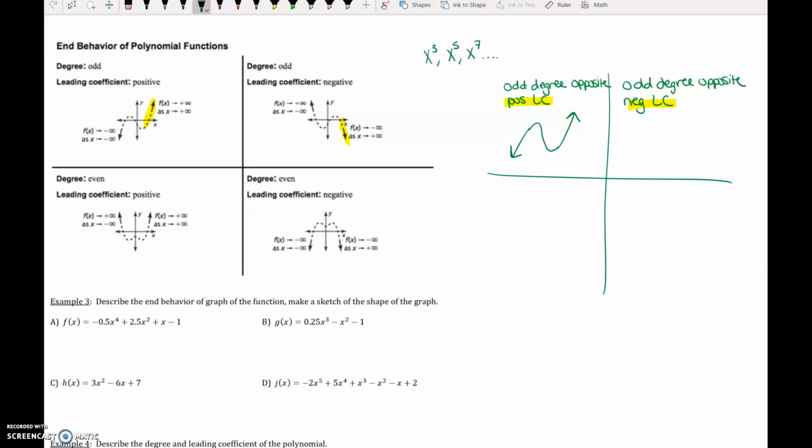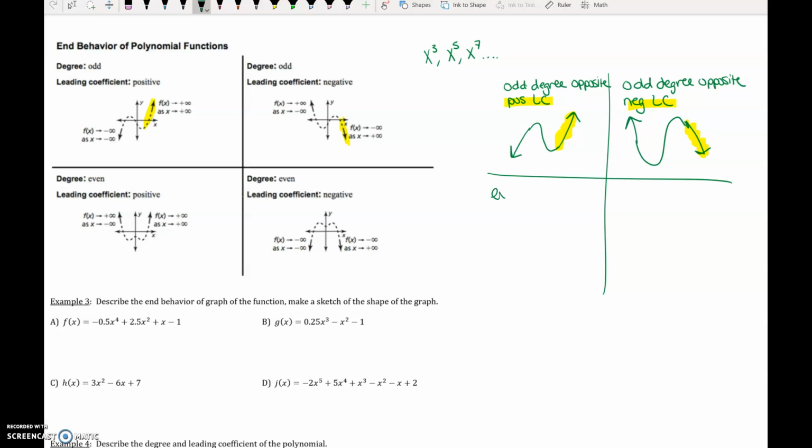If it's a negative leading coefficient, the right side goes down. So the positive leading coefficient, it relates to the right side. The left side would go in the opposite direction, and then something would connect those in between. It might be one hump, it might be two humps, it might be 10 humps, whatever.